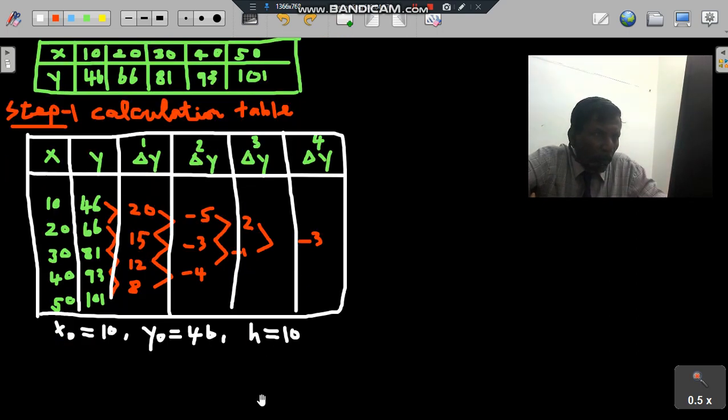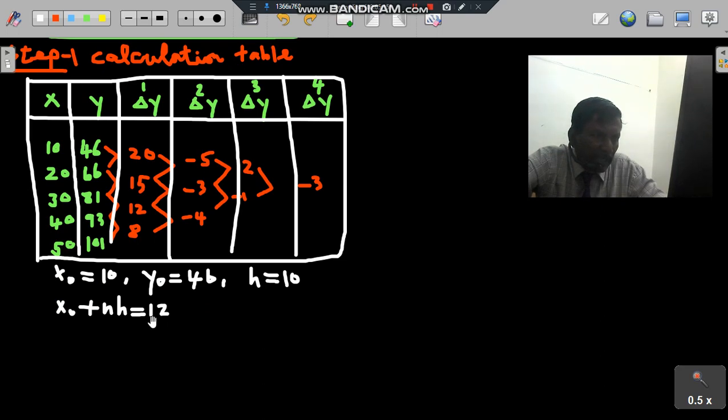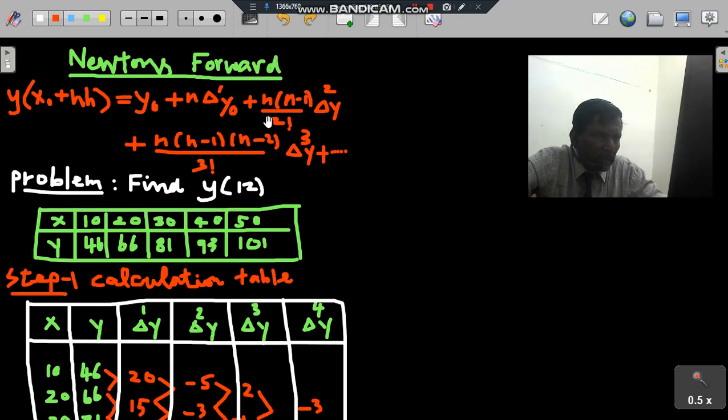Now we have to find another thing also: x naught plus n h equals 12. This is very, very important, you have to understand. What is this 12? That 12 is what they are asking for, so we have to take it here. Now rearrange this: n equals 12 minus 10 divided by 10, that will be equal to 0.2. So we have found all the components that are needed for Newton's forward difference formula.